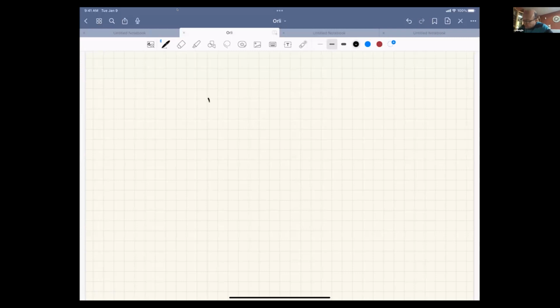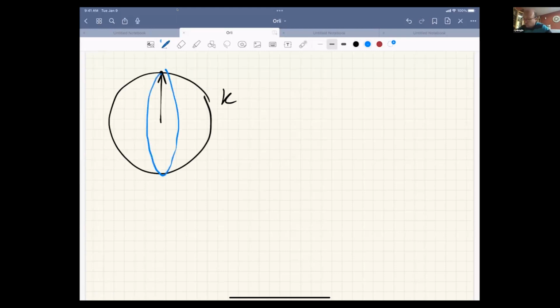Okay, so let's see what we have. So let's just look at the picture. This is my body K. Yes, and I have the North Pole, for example, here. And I consider the section containing the North Pole, for example, this one. Let's think about any function you want. You have a function, any continuous function on your sphere. F is a continuous function on S2.